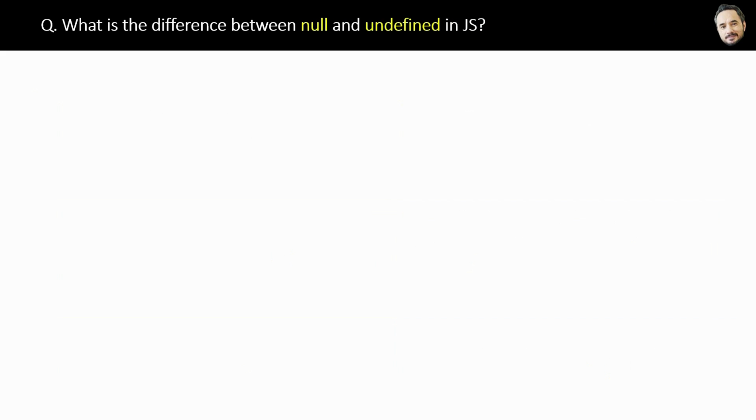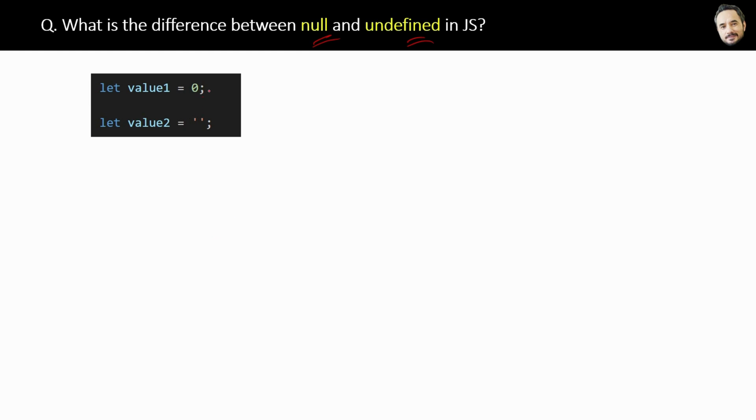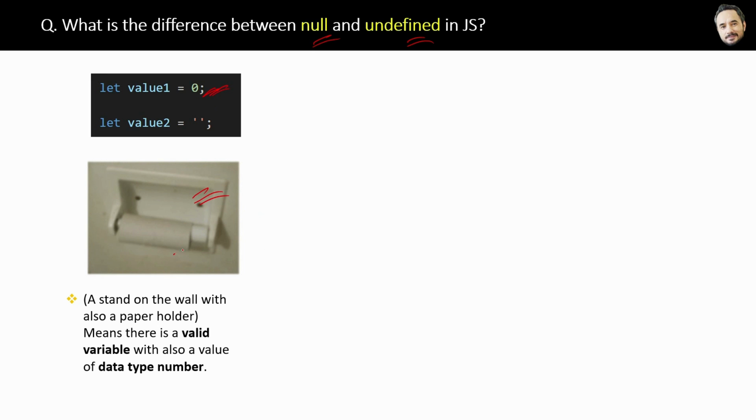What is the difference between null and undefined in JavaScript? Let's first understand the conceptual differences between them. Suppose you have a variable value of 0. This is something like a stand on the wall with a paper holder. So that's an example. This means there is a valid variable with a value of the data type number. That is clear. If the value is empty, then it means it is a string data type, right?